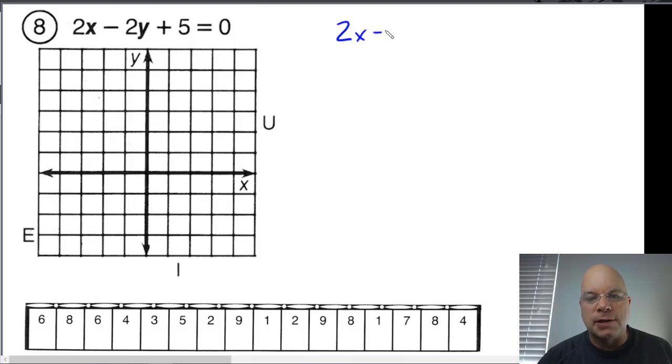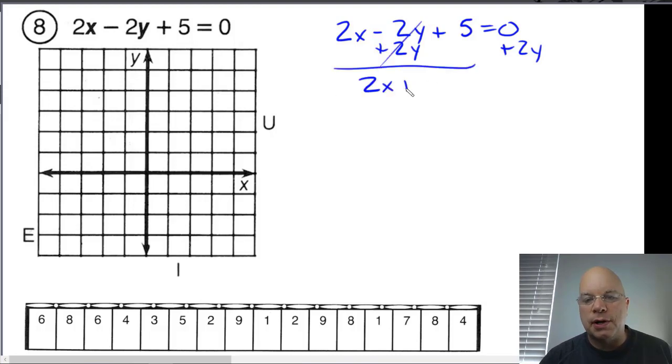Okay, 2x minus 2y plus 5 is equal to 0. I want to isolate y, so I want to get rid of this term. I want to move it off of this side of the equation. You know, actually with this equation, what might be easiest is just to move the 2y. So if I add 2y to this side of the equation and add 2y to the other side of the equation, then this term becomes 0, and I'm left with 2x plus 5 is equal to 0 plus 2y, which is just 2y.